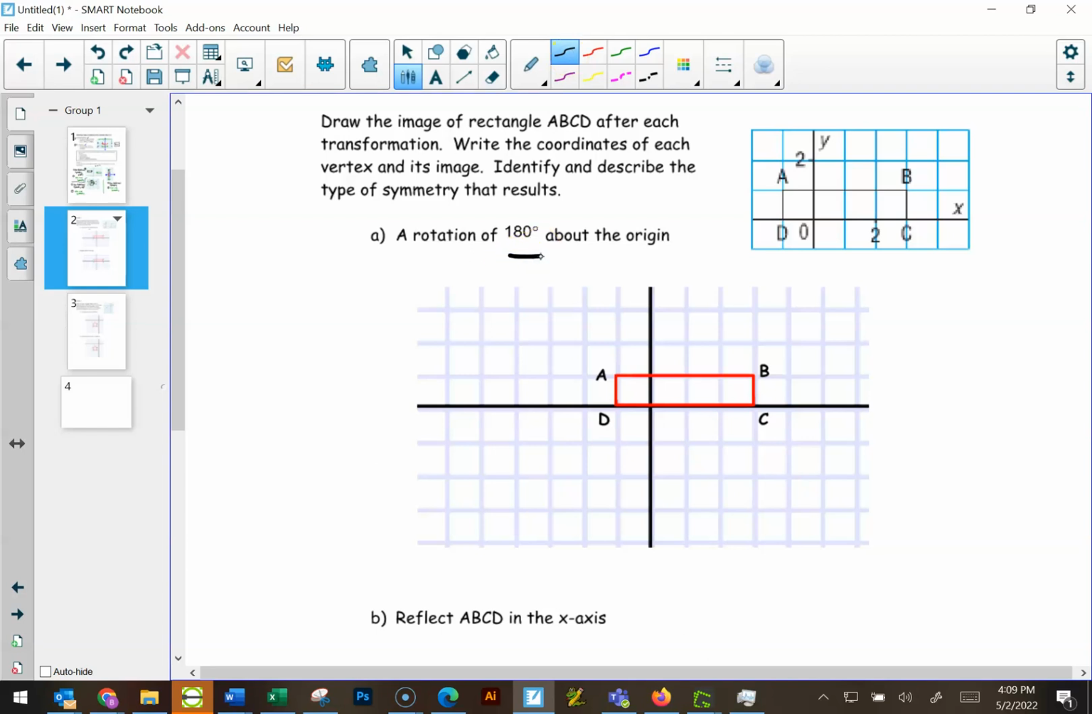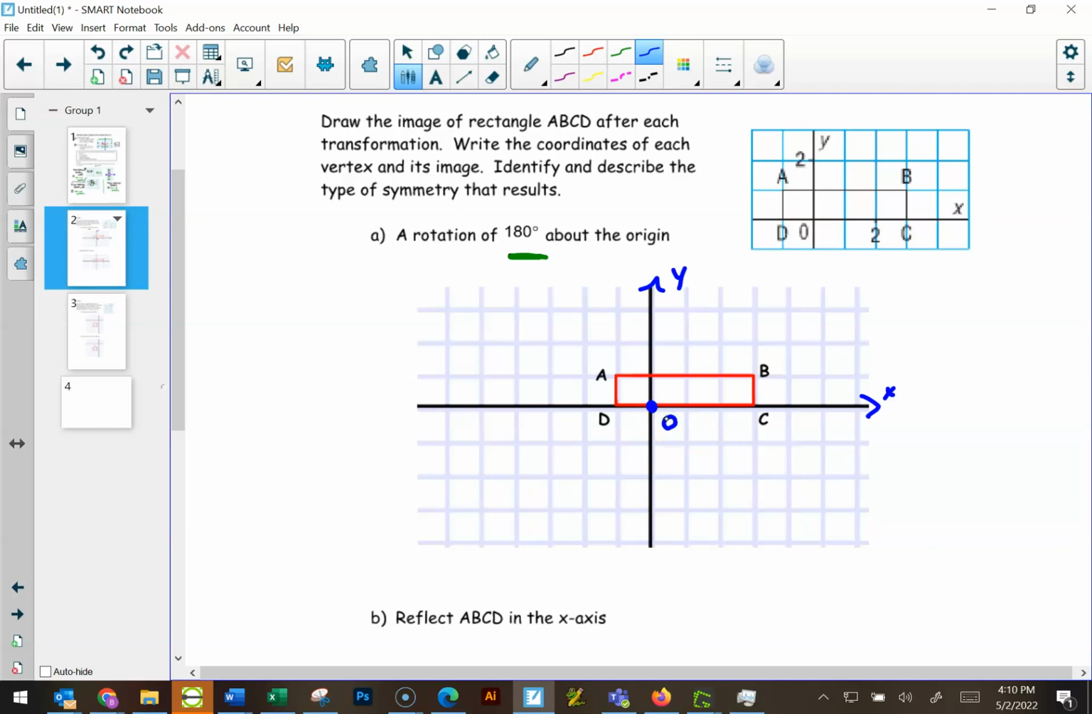Let's start with the red object, and we'll end up with, let's say, we'll put it in green. Okay, so a rotation of 180 degrees about the origin. Well, you have to know what the origin is first. The origin is (0, 0), which is clearly where those two black lines intersect. That's the y and that's the x. So this is point, let's just call it point O, for origin.